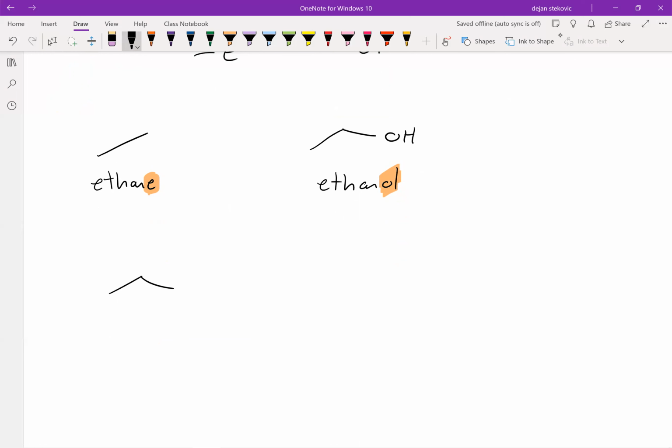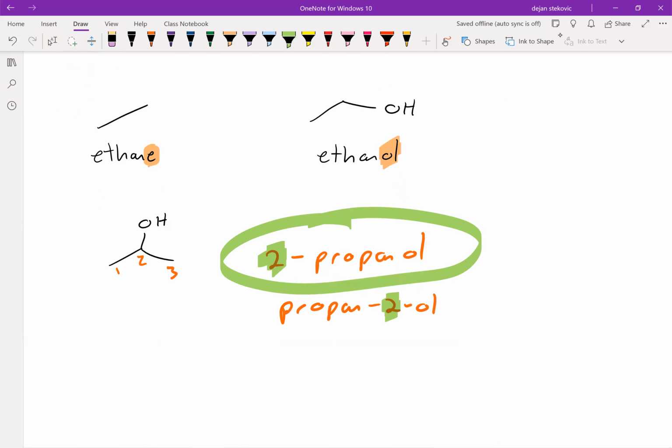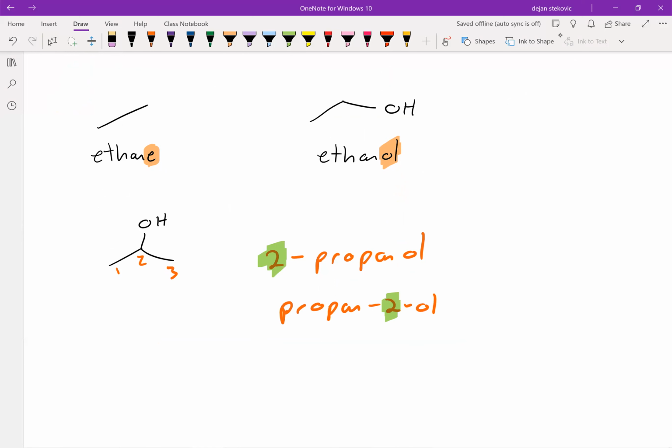For example, if we have propane, now we have multiple places where we can put our alcohol. So what we can do, if we put it in that center there, we can count 1, 2, 3, and then this is 2-propanol, E to an all. You can also sometimes see it named propan-2-ol. So you can put the 2 out front, or you can put the 2 in the middle of the name. This one down here is more often used when you have more complex compounds, and this one up here is usually when you have simpler compounds.